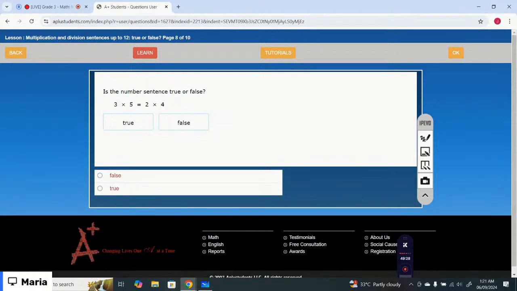Is the number sentence true or false? 3 times 5 equals 2 times 4. So which is the correct option?